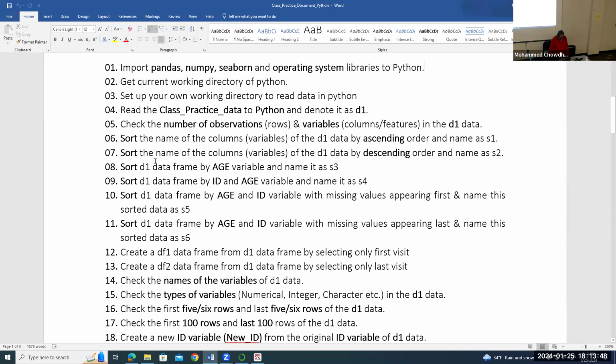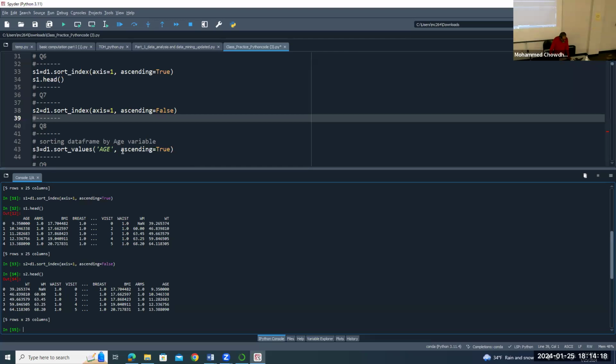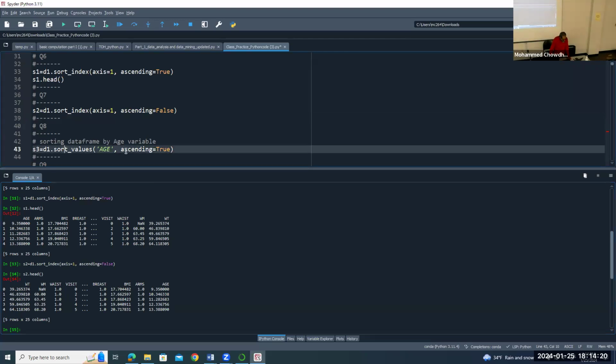Question number 7 done. Sort the D1 data frame by age variable. You have a data, and on that data there is a variable. You take one variable and you want to sort the data by descending order of the values of that variable. Remember, values of the variable. So for example, I have an age variable. I want to sort the entire data frame by age variable so that age appears from smallest to largest, which is this one, age variable.